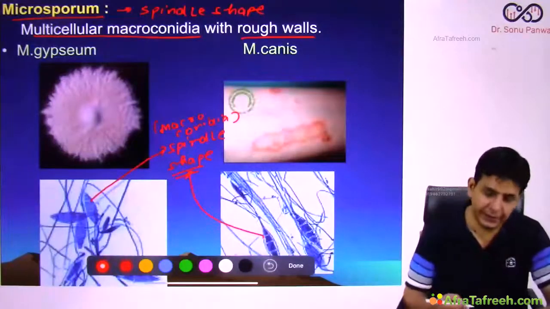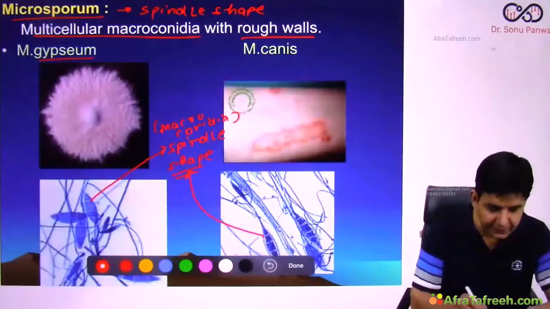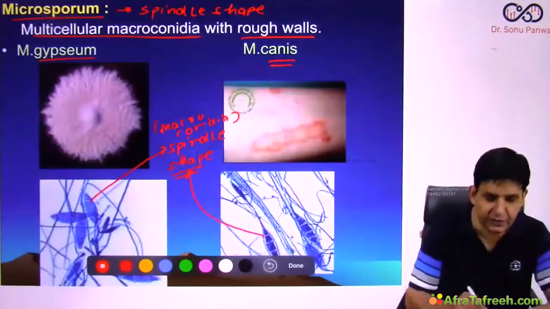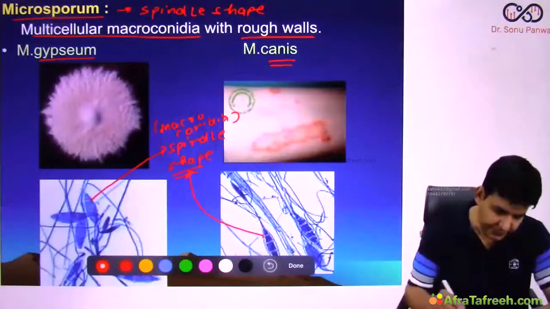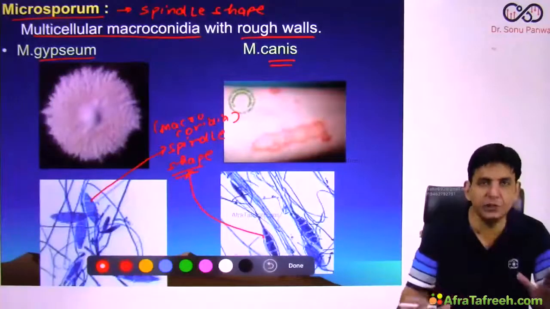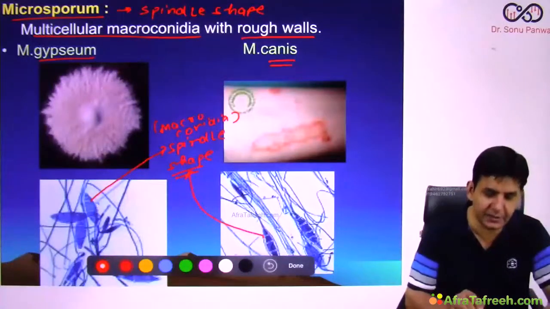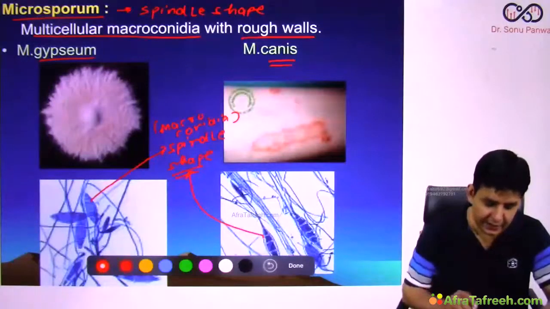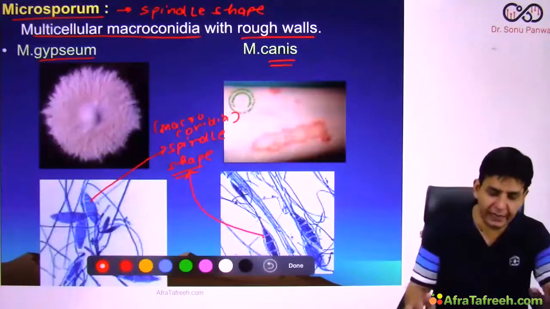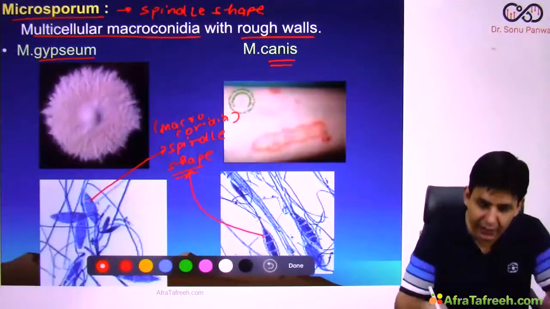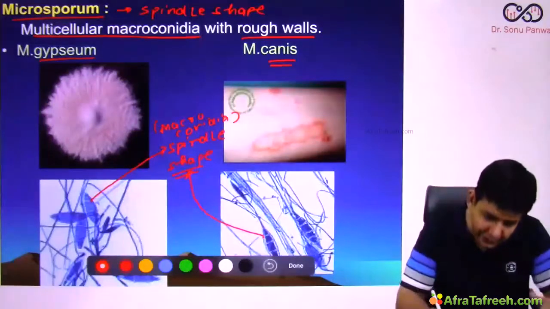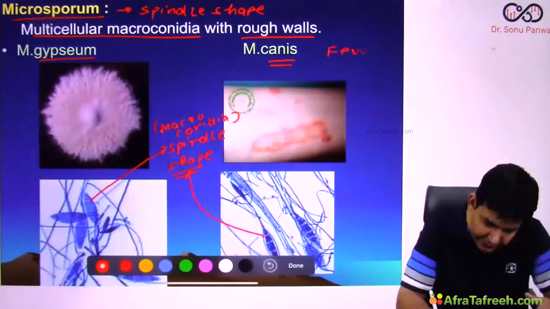This is macroconidia. This particular one is gypsum, and this is canis. This particular one is canis, and this one is gypsum. Nobody will be asking you what the shape of them is. Just for the showing purpose, I'm showing. Gypsum looks like this, canis looks like this. And these are the macroconidia, which are what? Spindle shape. And if somebody asks you regarding the microconidia here, they are few. Few microconidia.